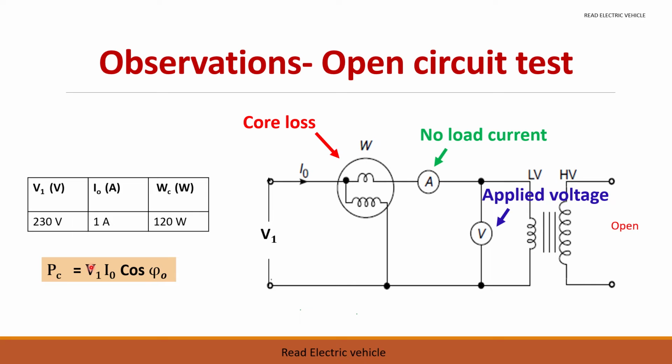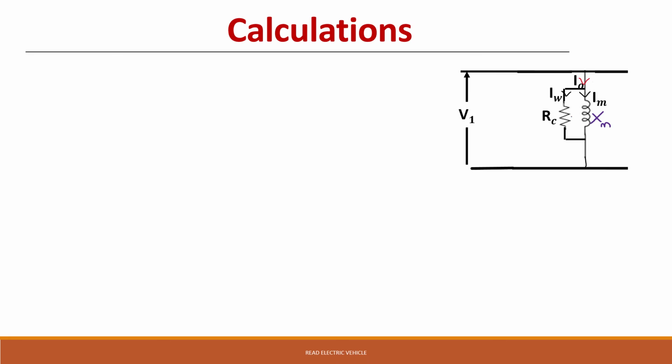So we know core loss, or power, is equal to V1 I naught into cos phi naught. Here V1 we know, and I naught also we got from the reading. So from this we can find cos phi naught, which is actually the power factor. So from the open circuit test, you can find some parameters for the equivalent circuit.